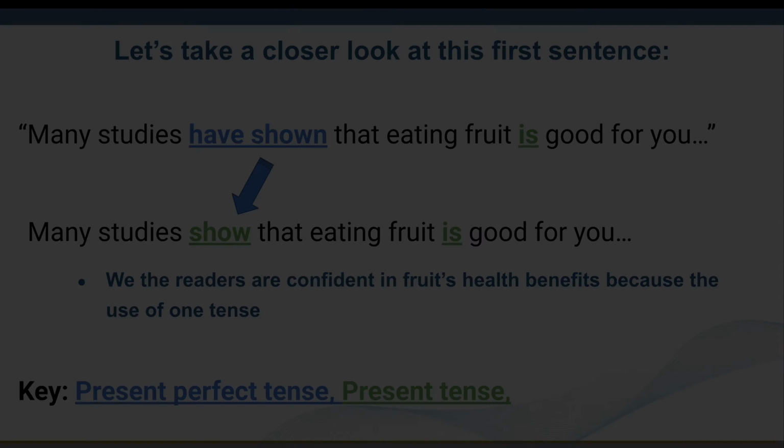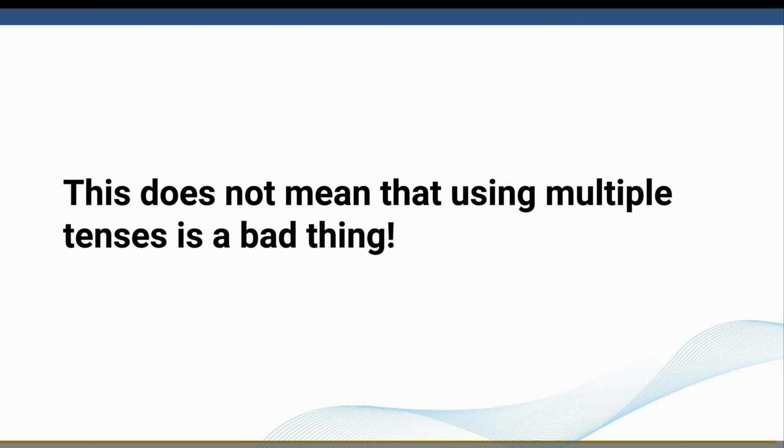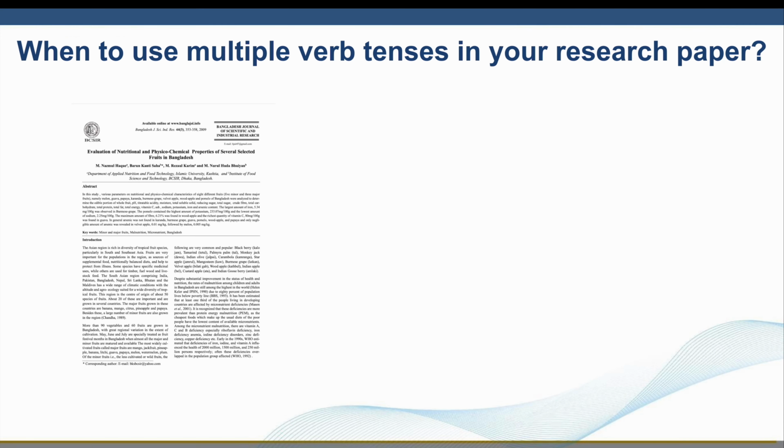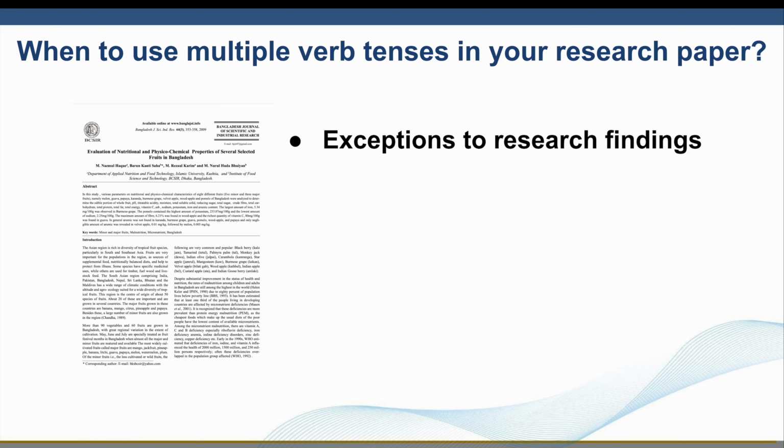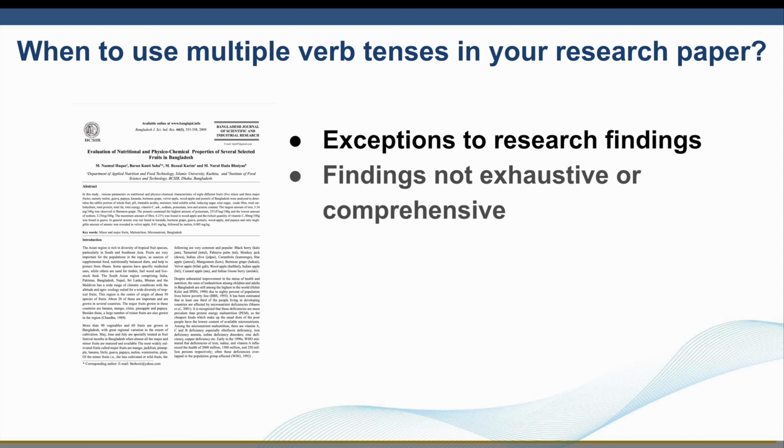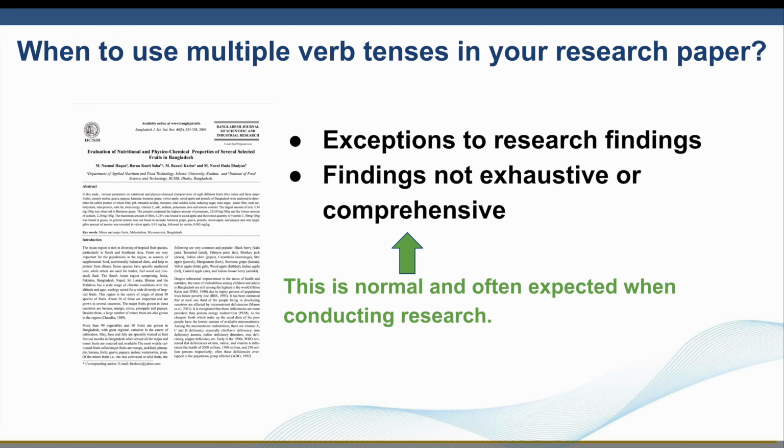Now, this does not mean that using multiple tenses is always a bad thing. Our next topic discusses when to use multiple verb tenses in your research paper. Often, there are exceptions to research findings, and often the findings of one study are not exhaustive or comprehensive. This is normal and often expected when conducting research.